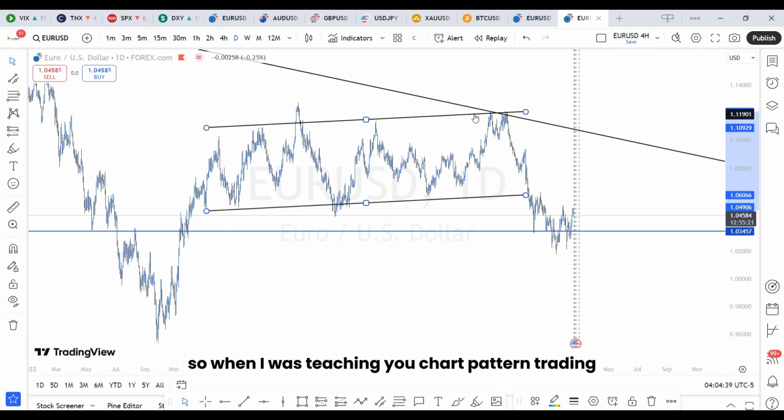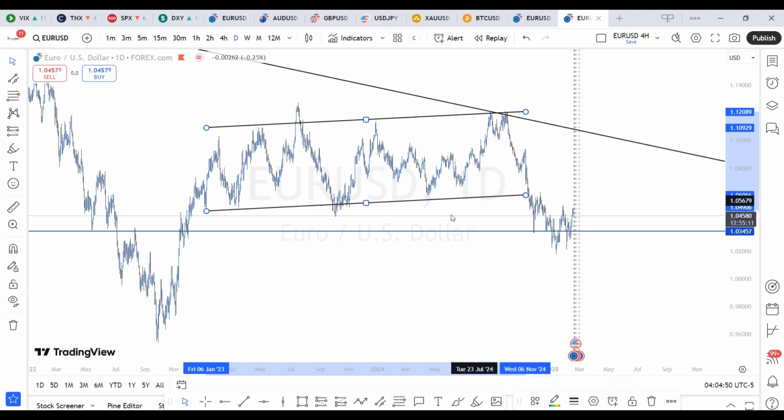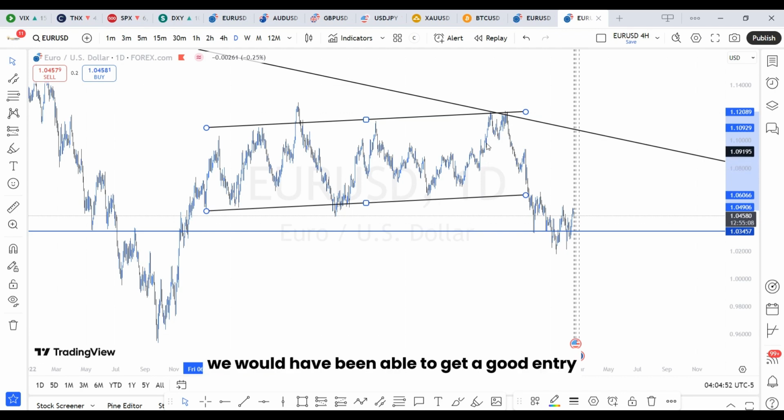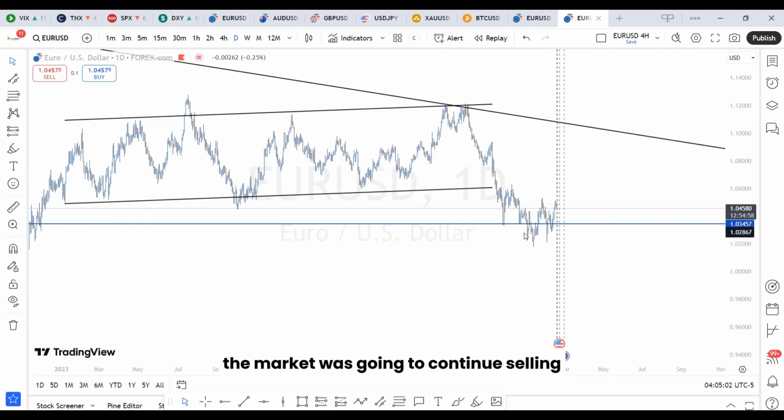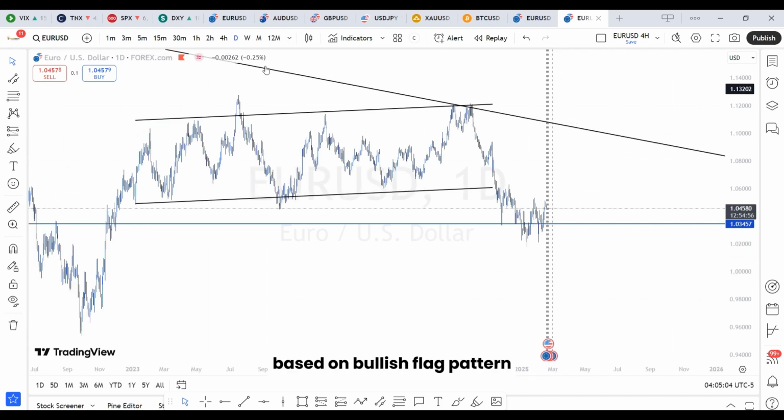So when I was teaching you chart pattern trading, I taught you this bullish flag chart pattern, and you see as market continue to break down this bullish flag pattern, using confluence to trade, we can see that we would have been able to get a good entry after the market started breaking down through this bullish flag pattern. And we know that for the next few days the market was going to continue selling based on bullish flag pattern.